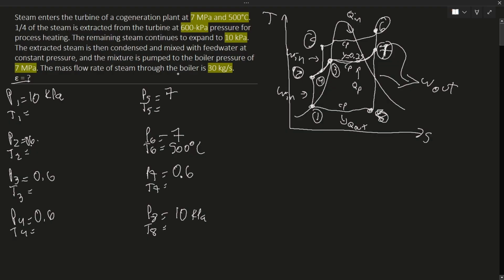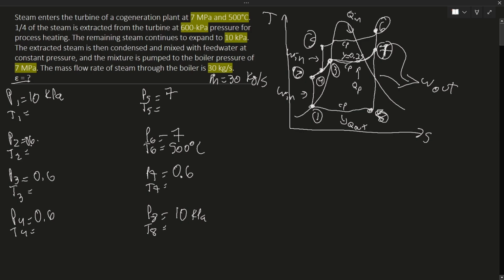All right. Then it's giving us the mass flow rate: the steam through the boiler is 30 kilograms per second. The boiler is up over here. So the total mass flow is equal to 30 kilograms per second. Now to find the utilization factor, we have to find the enthalpies, the H's, for all of these points. So let's start.